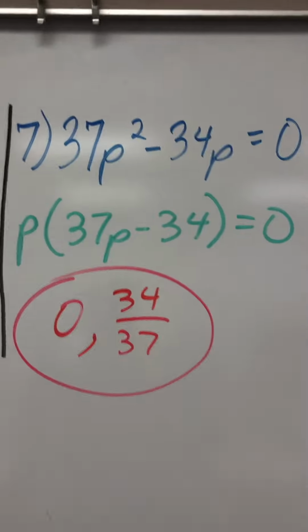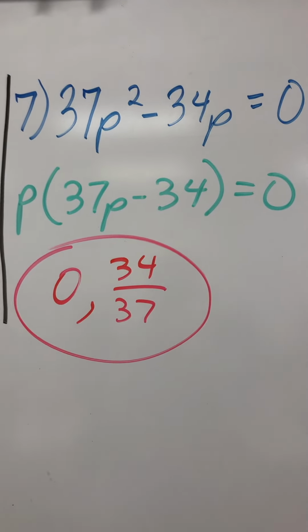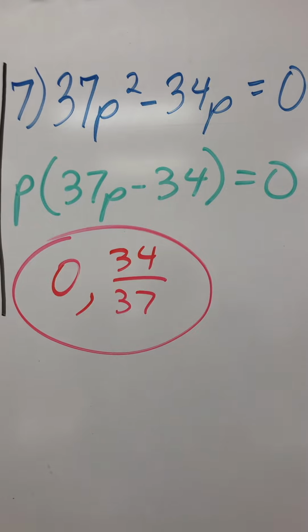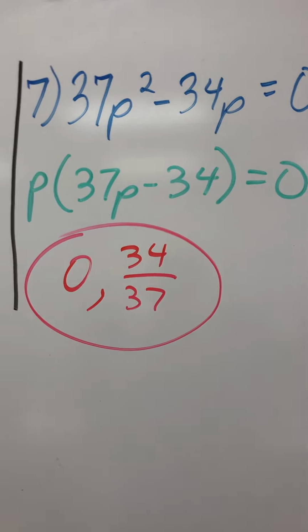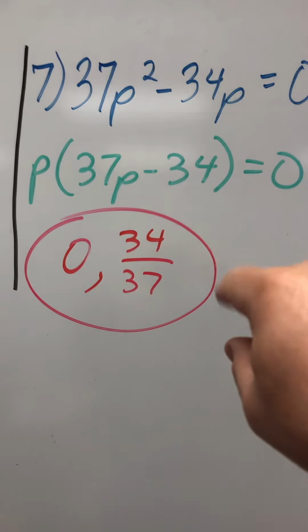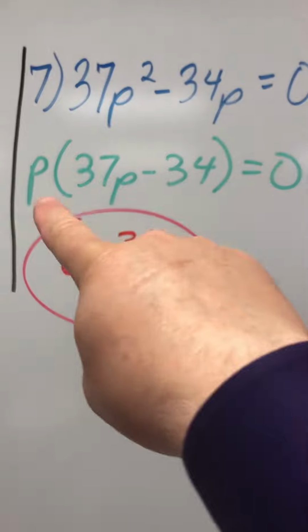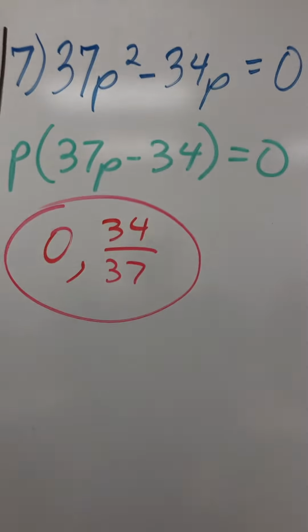Okay. And now your IXL program, after doing a couple of those, sends you back to this, which is what's common to both, just the p. You take out the p, and you're left with 37p minus 34. So your answer is p equals 0, and then positive 34 over 37, right?